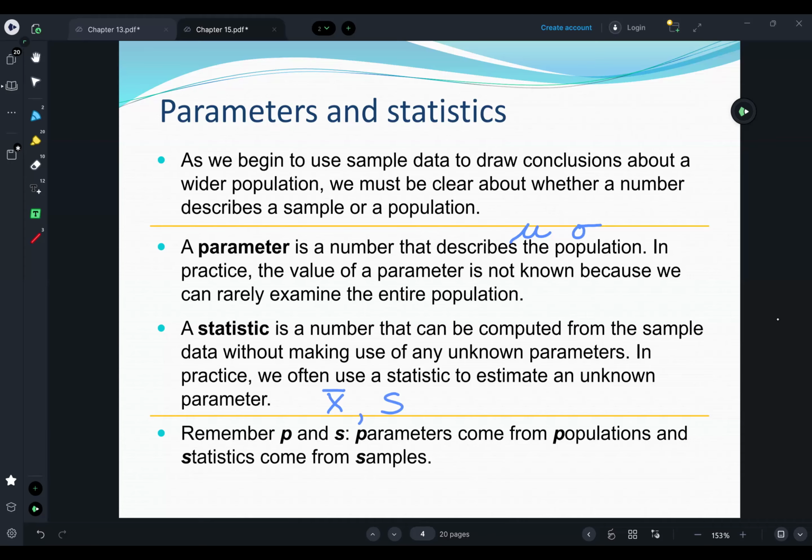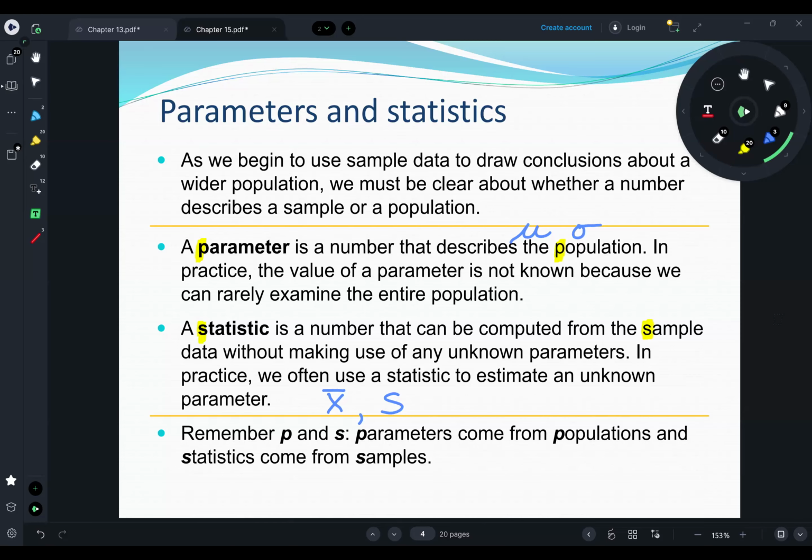So parameter starts with the letter P, and so does population. Statistic starts with S, and so does sample. And that's how you can keep them straight. So parameter and population start with P, and statistic starts with S.